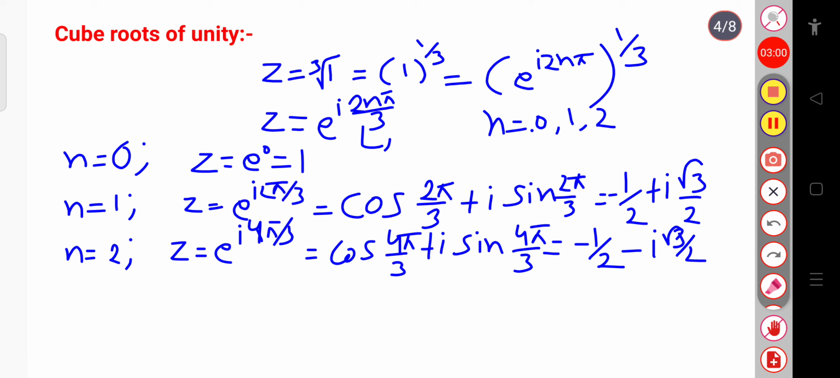So these 3 roots for n equal to 0, 1, 2: the first is 1, and minus half plus iota root 3 by 2 is generally denoted by omega, and minus half minus iota root 3 by 2 is written as omega square. So the roots are 1, omega and omega square. These are the 3 cube roots of unity, or 1. Now let us see the properties of the cube roots of unity.